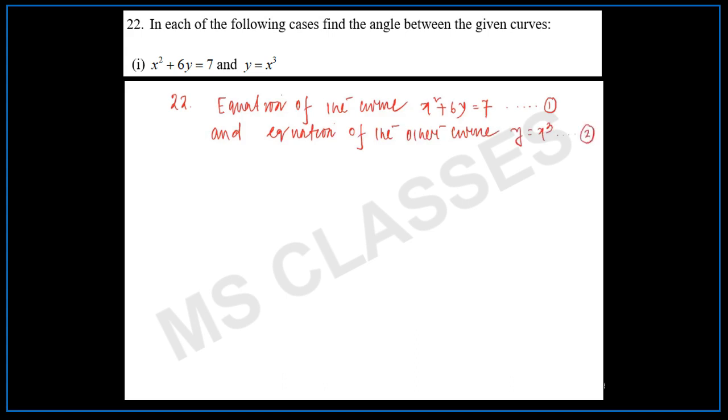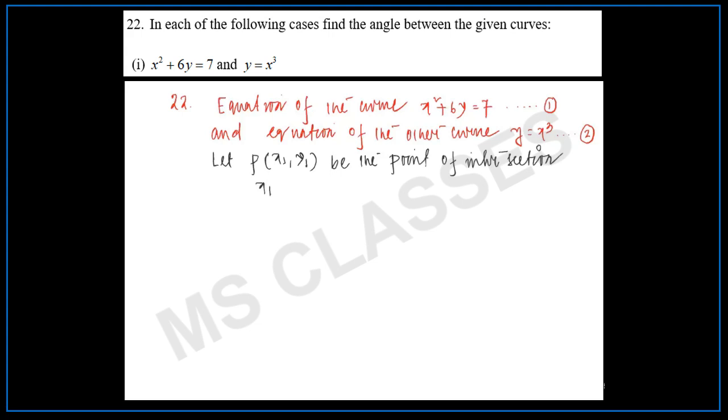Now we have to find the angle between the two curves. So for finding the angle between the two curves, at first we need the point of intersection. So let P(x1, y1) be the point of intersection.